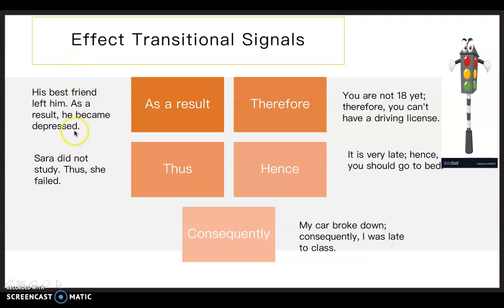So you notice here, if we substitute any of these effect transition signals into any other sentence, it would still have the same meaning. So for example, if I say, Sarah did not study, as a result, she failed, we will still have the same meaning. Or if I say, it is very late, thus you should go to bed, you still have the same meaning. We teach all of these different transitional signals just for the reason of variety. So you can choose any one you like.